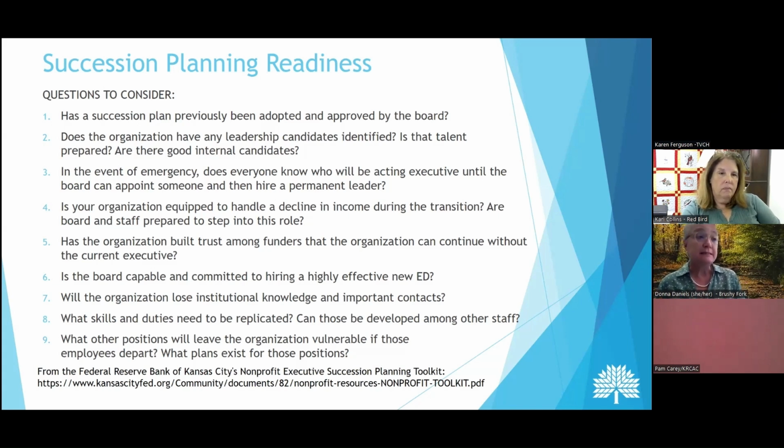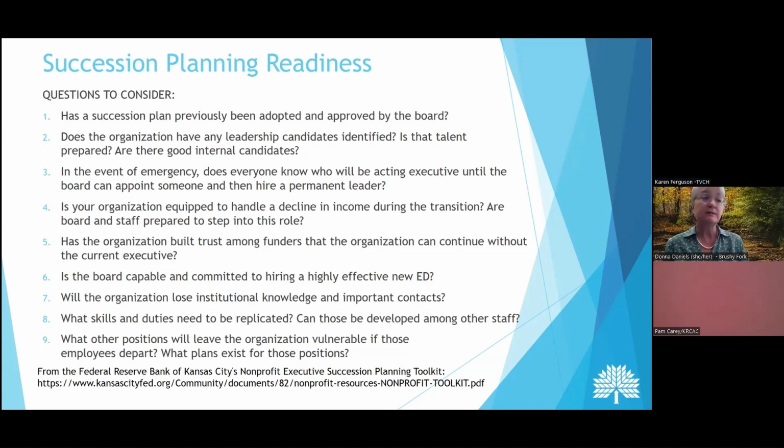What skills and duties need to be replicated, especially with an executive director? And can those be developed among other staff? Is there any kind of cross-training that can happen so that in an absence, somebody could step into that role and not have to have a huge learning curve? Now, there's always going to be a learning curve for folks that are having to step in unexpectedly, but what can we do to minimize that learning curve as much as we can? So what skills and duties, are they recorded somewhere that these are the skills and duties that need to be replicated, or that are required for this executive level position, and how do we develop those among other staff?